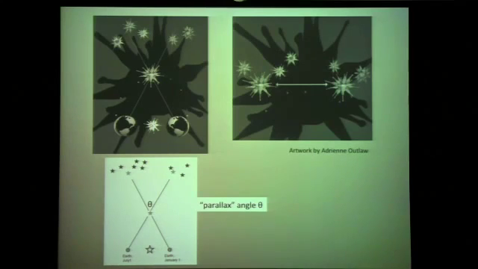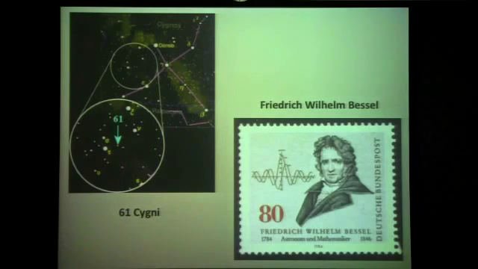And the first person who was able to measure the parallax angle for a star was Friedrich Bessel. And he gets a stamp. All right? I think he's our only stamp today. He is an important astronomer, one of the most important astronomers of the 19th century, because he measured the first parallax angle for a star, which meant he measured the distance to a star. The star he measured was 61 Cygni. 61 Cygni is in the constellation Cygnus.